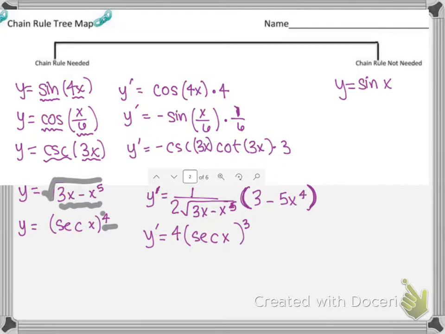So I took the derivative of the outer function, and now I'm going to take the derivative of the inner function. The derivative of secant is secant x times tangent x. So all of that is the derivative of secant x to the 4th power. You could simplify, you could move this secant over here with these and make it secant x to the 4th, but you don't need to.